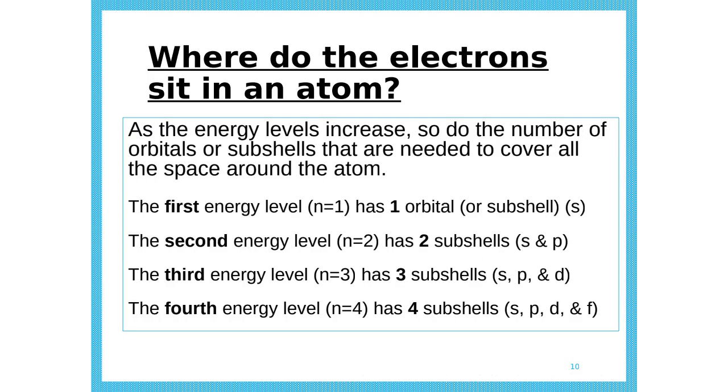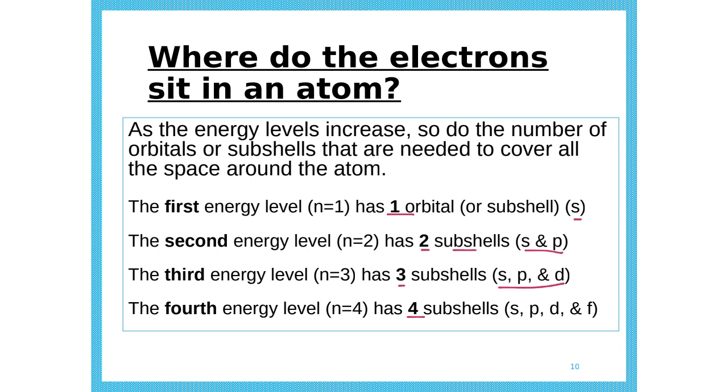So we've already covered the fact that as we move through the different energy levels, the number of orbitals corresponds to the type of energy level. In the first energy level, we only have one orbital, which we call an s orbital. In the second energy level, we have two orbitals, or sometimes we call them subshells, which are called s and p. In the third energy level, we have three subshells, which get repeated: s, p, and then a new one, which is the d orbital.